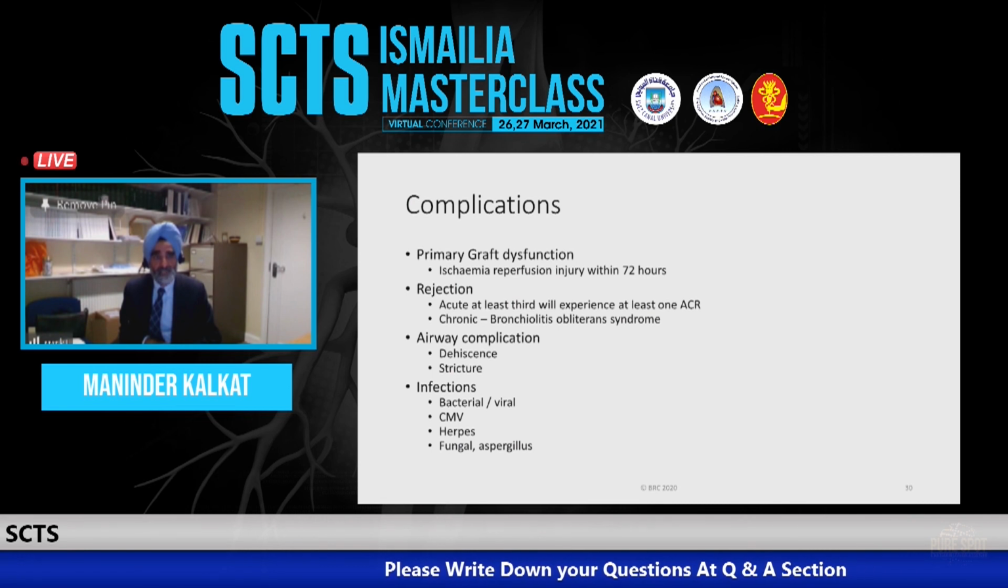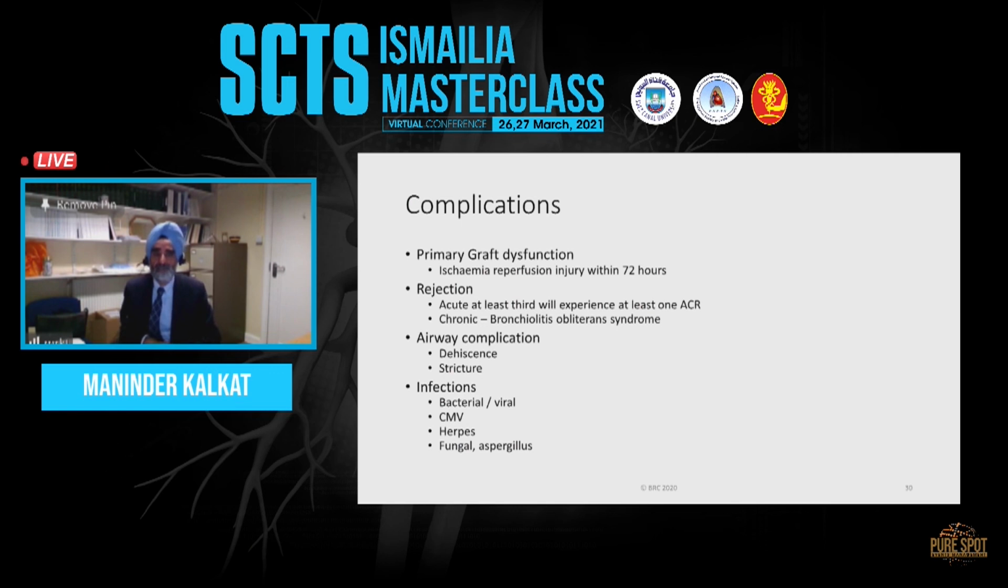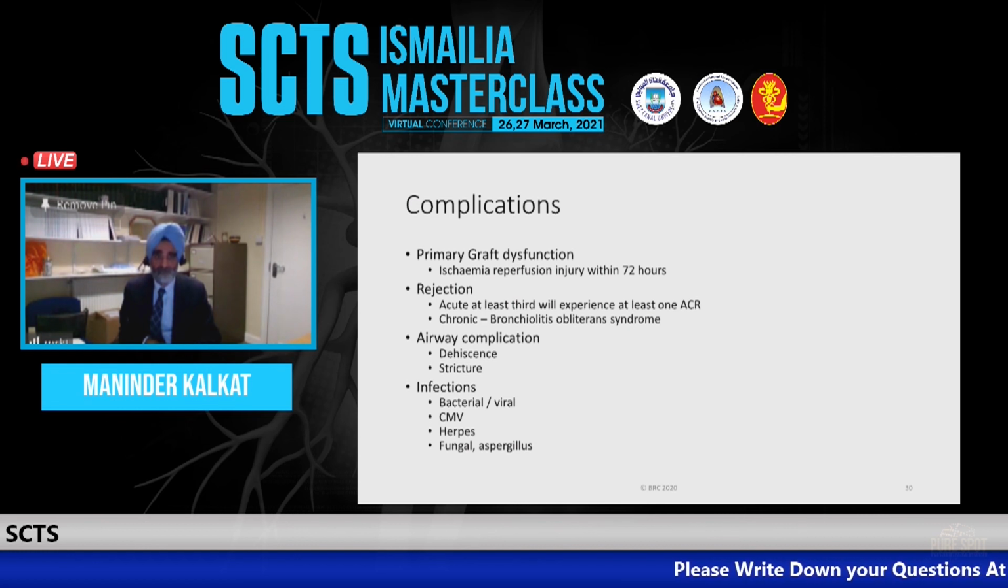Then there is rejection, and about 30% of the patients will have some sort of acute rejection within the first year. And then after that, the main problem which persists is chronic rejection, which manifests in the form of bronchiolitis obliterans syndrome, where there is a fibrovascular proliferation in the airways, distal airways, and they manifest as reduced flows in the spirometry.